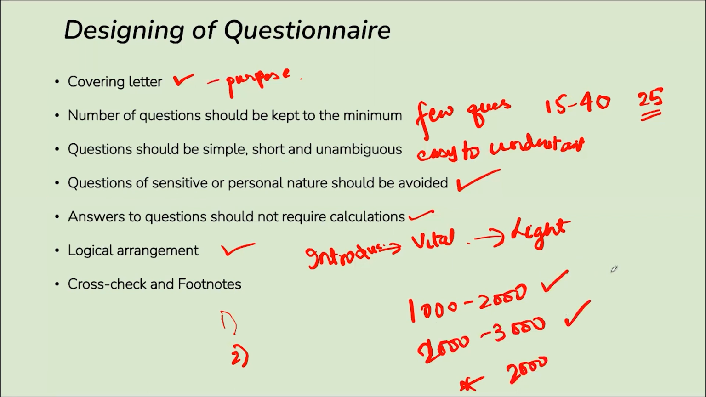So you have this cross-check, which means you can cross-check the questions by answering some related questions, as we discussed for income and income tax assessment. And second is footnotes, which can clarify the doubt about the question being asked. So this is how a questionnaire is designed. These are the important steps.